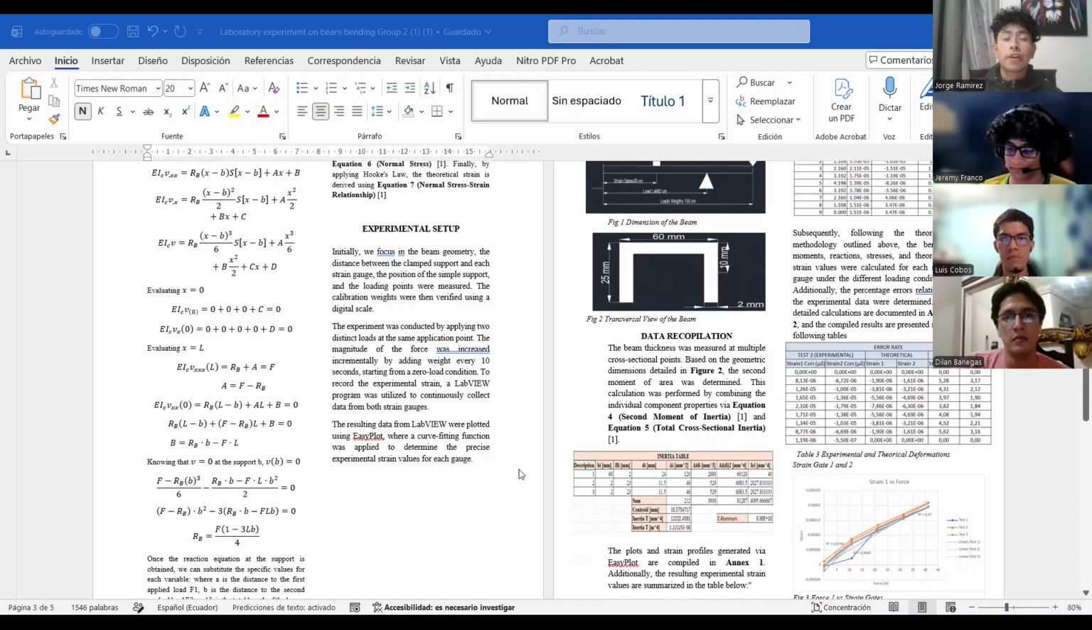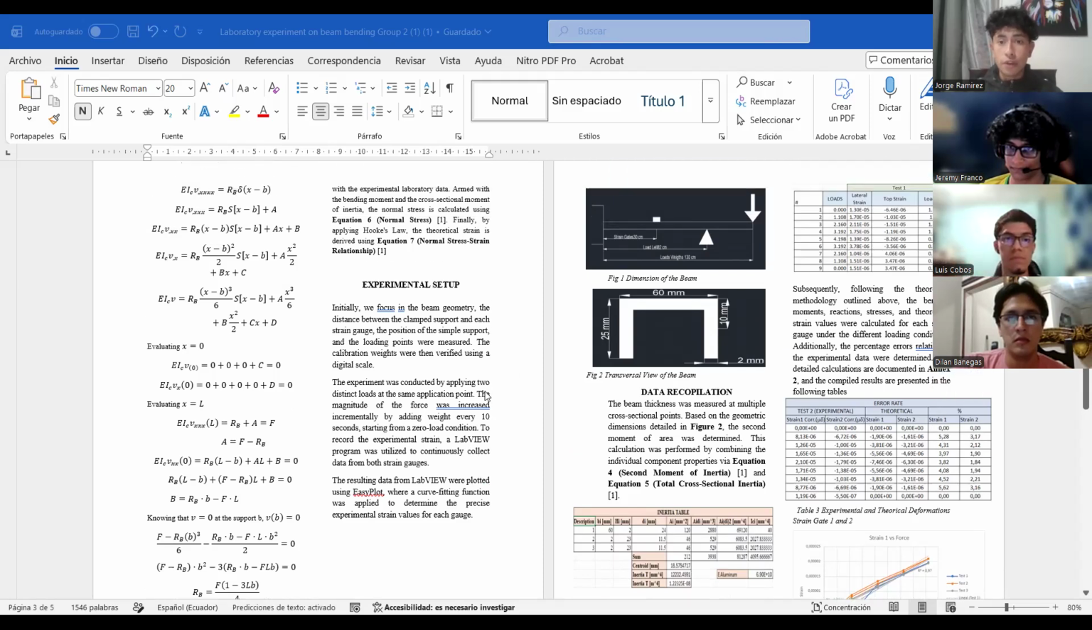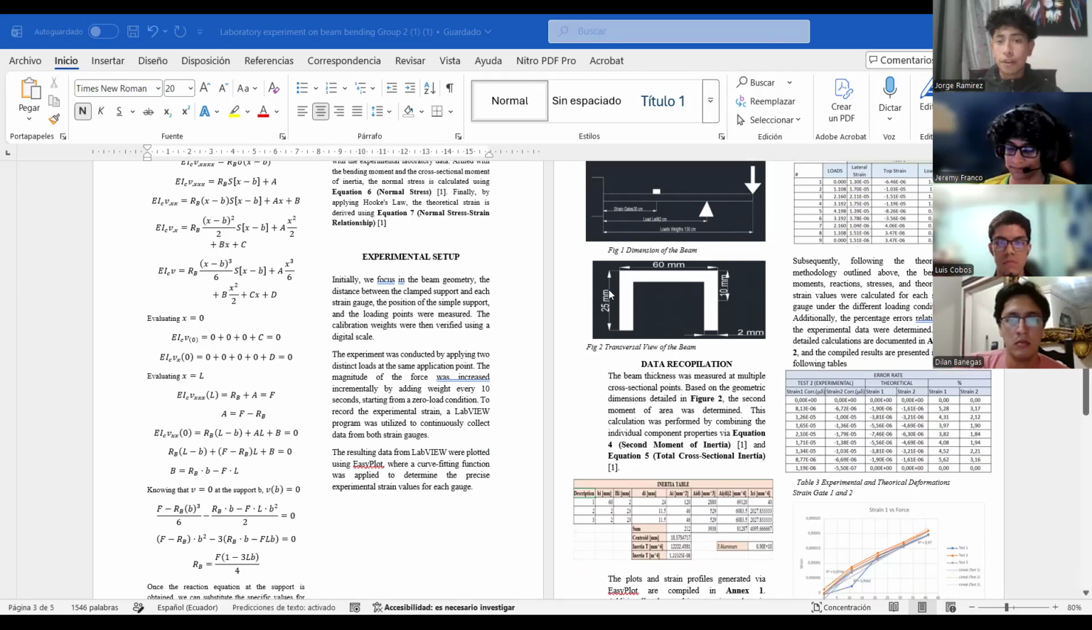Now I'm going to talk about the experimental setup. The first part focuses on the geometry of the beam. For that, we identify where to put the strain gauge, where the reaction is, and where we put all the loads. After that, we need to check the geometry, the base, the thickness, and the inches of the beam that we are going to analyze. In this case, we have a height of 25 millimeters and a thickness of 2 millimeters.